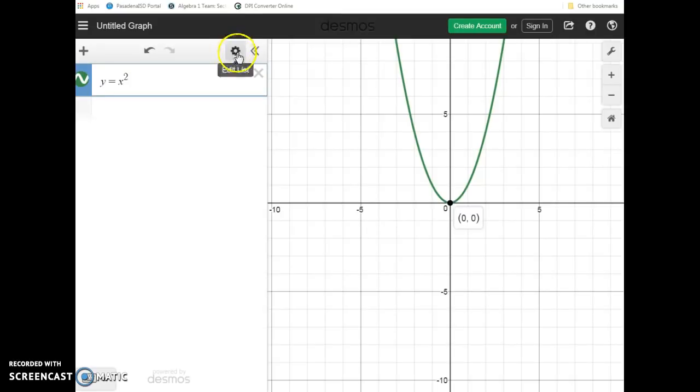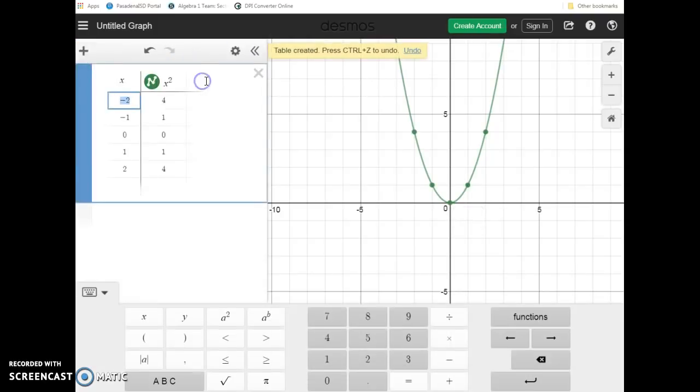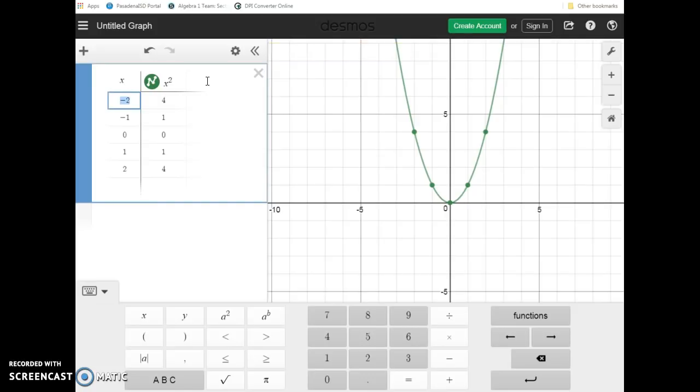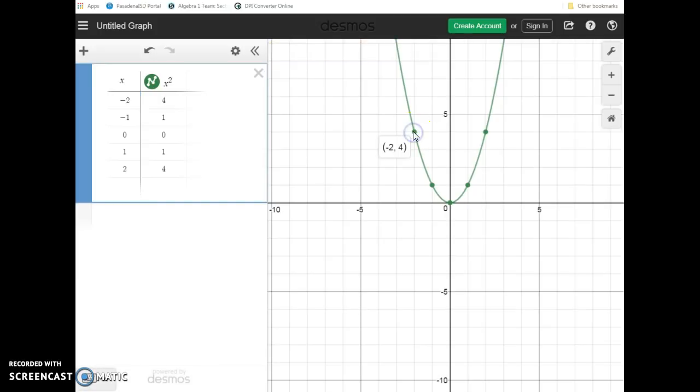If you hit the settings button, the gears button, and hit the table, that'll give you the table for that equation. Okay? And it gives you more points. So here's 1, 2, 3, 4, 5 points that you can put on your table. So go ahead, everybody start writing those on the table. And let's start plotting them in our graph.